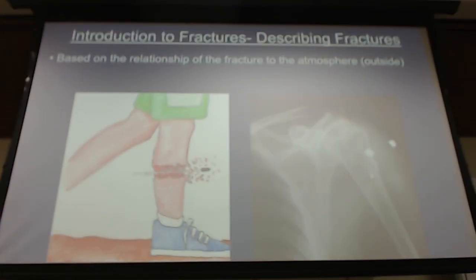Once the skin is open, it's a safe bet that these wounds are potentially contaminated. And so antibiotics early is the order of the day.